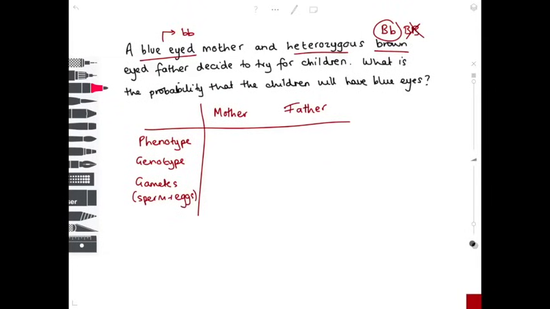So the phenotype, this is the physical appearance. We can see from the description that the mother has blue eyes and the father has brown eyes. The genotype, so these are the alleles that each parent has. I've already written these out, so it's small b small b, big B little b. The gametes, just split these up because this is saying what the eggs and sperm will be. So just write out what you wrote on the genotype layer, but put circles around them to show that they're gametes, because here are the sperm and the mother's are eggs.